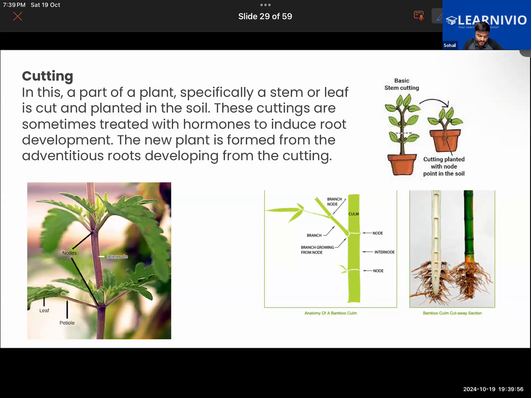Take for example, if I were to cut out this much part of this plant, and if I am going to sow it in the soil, a new plant is not going to grow out of it. Why? Because a node is not present in this.